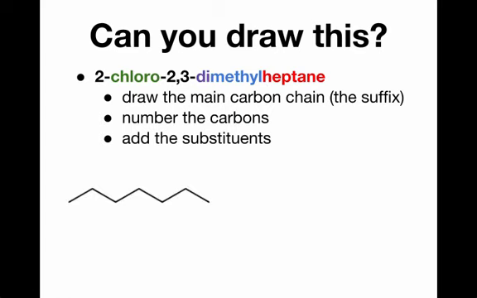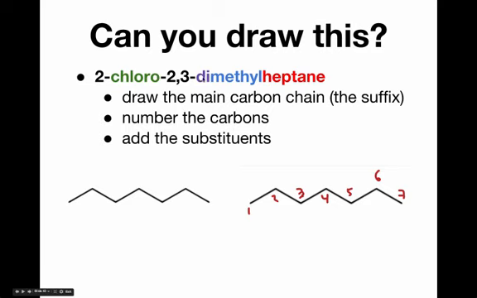And so point number 1 says draw the main carbon chain, or the suffix of the name. So the end or the suffix of the name is heptane. If you look up heptane on your sheet, if you have a sheet, heptane has 7 carbons, so we draw a chain with 7 carbons, and here it is. And then basically we need to number the carbons. Now in this case, since we're working backwards, we can basically number it however we want. We can either number from the left or from the right. For us, it's probably easier to number from the left, so I'm going to number the carbons starting here. This is carbon 1, 2, 3, all the way down to 7.